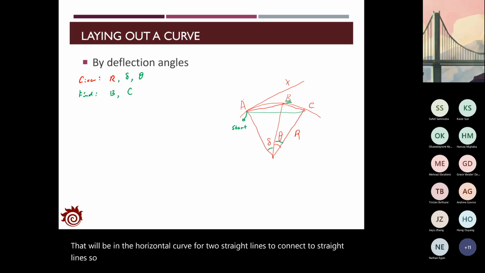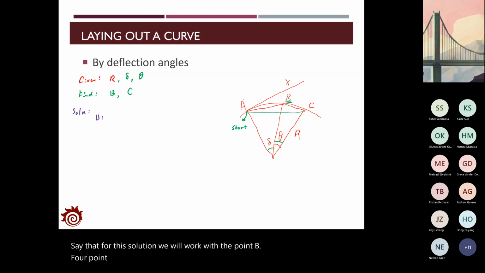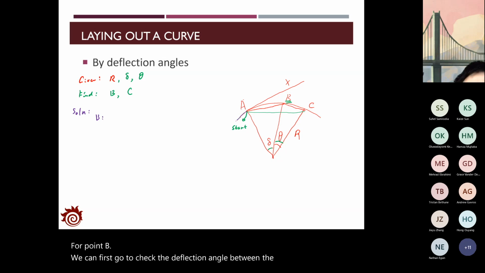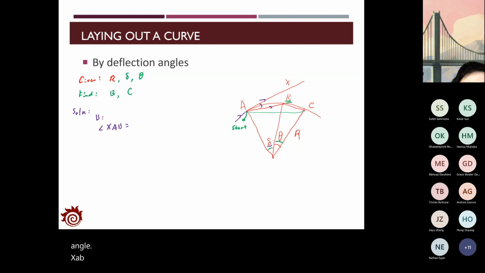To do that, you can start with point B. Say that for the solution, we will work with point B. For point B, we can first check the deflection angle between the line A to X and the line A to B. The deflection angle is the angle between the extension of A to X and the next line A to B. From our previous lecture, we know that the angle XAB is just half of delta.